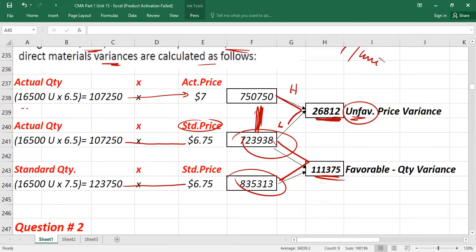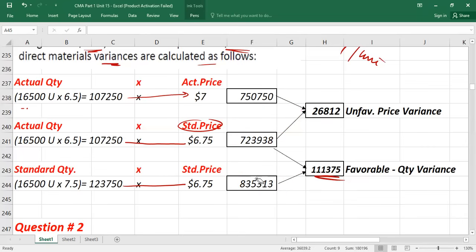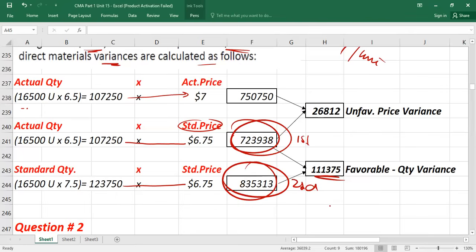Now, when I calculate quantity variance, I'll compare these two lines. Which two lines? This line's answer and this line's answer. This is going to be my first line, and this is going to be my second line now. Is the first line higher or lower? First is lower, second is higher. In that scenario, the variance is going to be favorable. Understood? If I take the difference, this is going to be a favorable variance.